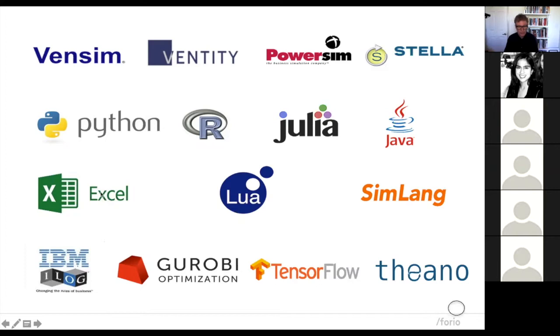So we also have things like Python, R, Julia, Simlang. We have other languages too for doing interactive fiction style models. And because we support Python, we can do machine learning and AI techniques like TensorFlow and optimization like Gurobi or CPLEX and things like that.